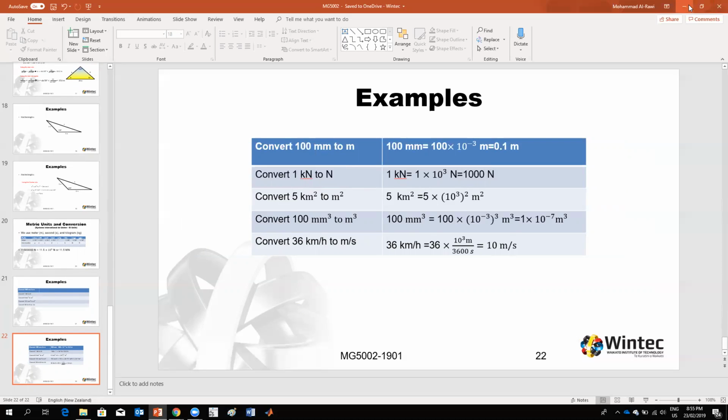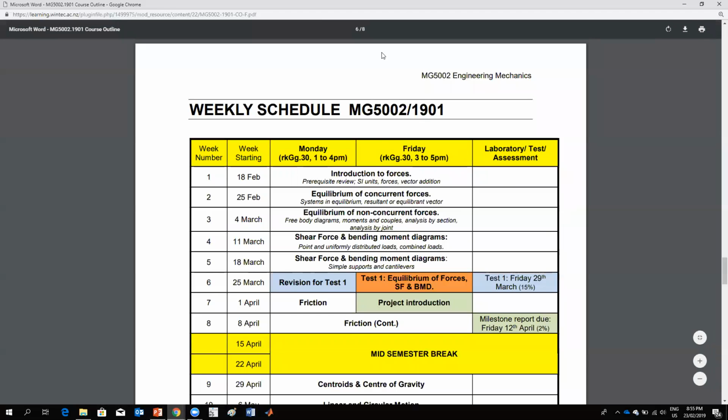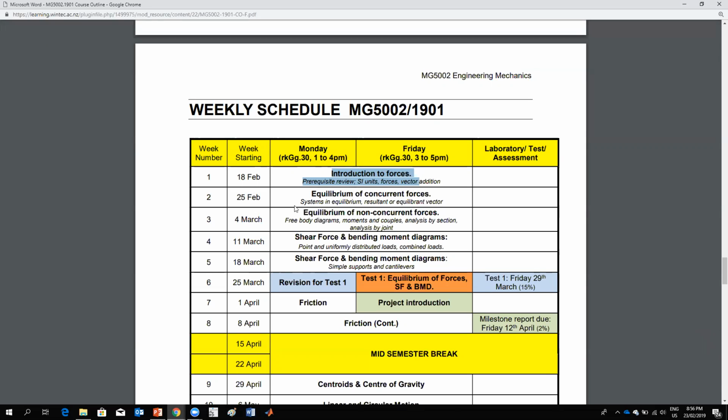So this is technically what we've done last week. If we go back to the course descriptor, we can see the first week, which starts on the 18th of February. We did some basic prerequisites review, SI units, force, vector addition, and we did cover introduction to forces on Friday. And next week we'll be doing equilibrium of concurrent forces, systems in equilibrium, resultants, or equivalent vector. So whatever we land in forces.